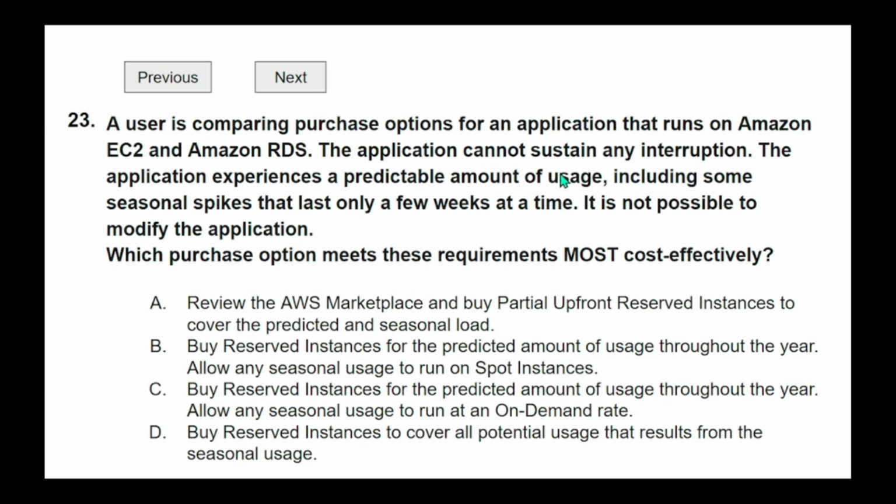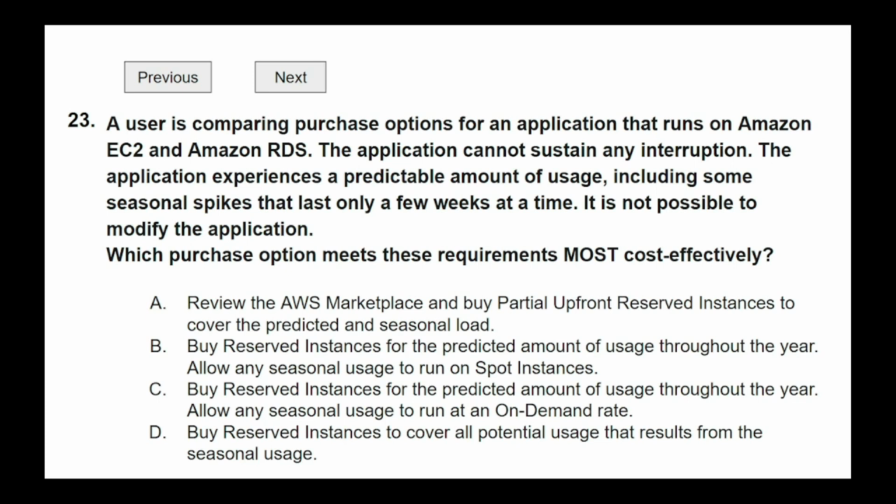The application cannot sustain any interruption. The application experiences a predictable amount of usage, including some seasonal spikes that last only a few weeks at a time. It is not possible to modify the application. Which purchase option meets these requirements most cost effectively? So the catch here is that the application cannot sustain any interruption. So let's see the answers.